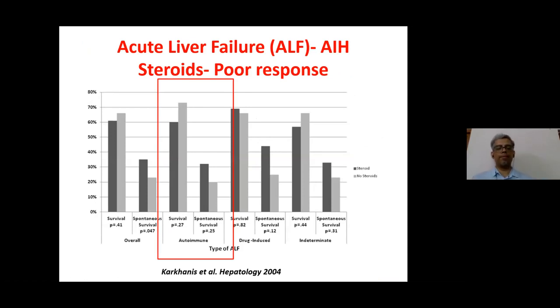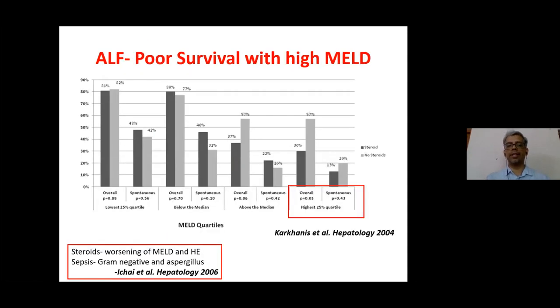Another important group of presentation is acute liver failure. The patients with autoimmune hepatitis do not respond well to steroids. So these patients ideally should not be treated with steroids. AIH-ALF has a poor outcome. Spontaneous survival is just 20%. So you need to consider options of transplant early.